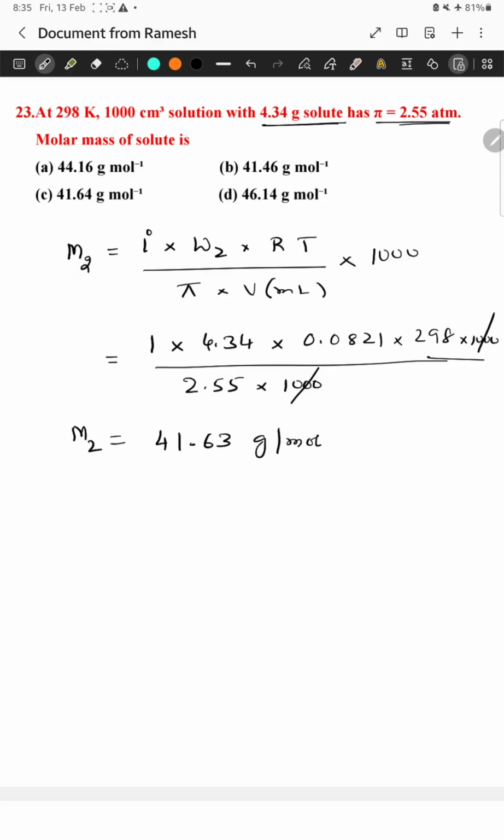So the correct answer, 41.63 gram per mole, is there in what? Option C. So the correct answer for question number 23 is option C, 41.63 gram per mole.